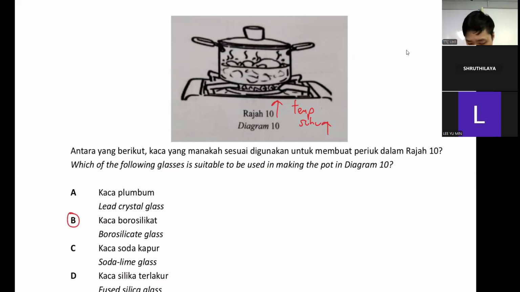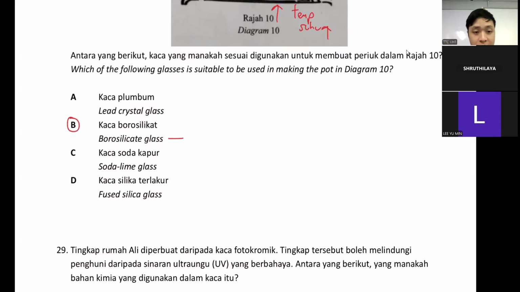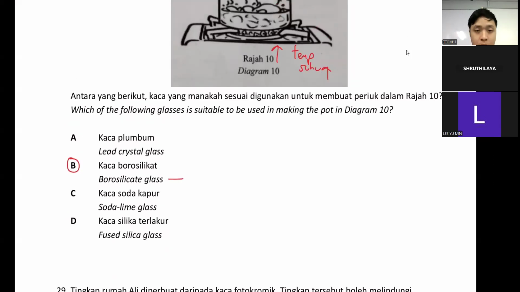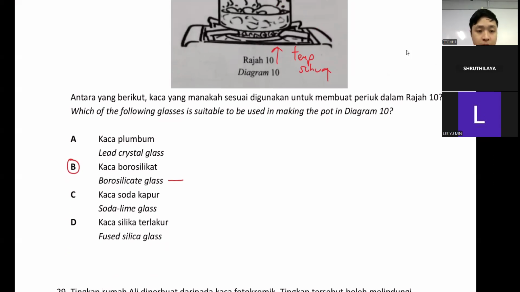Borosilicate. Normally a lot of things can use borosilicate glass. This one is Form 4 Chapter 8, 8.2, glasses. So borosilicate can make some cooking pots, cooking lids. What else? Laboratory glassware like boiling tubes, all this. Also can tahan heat.